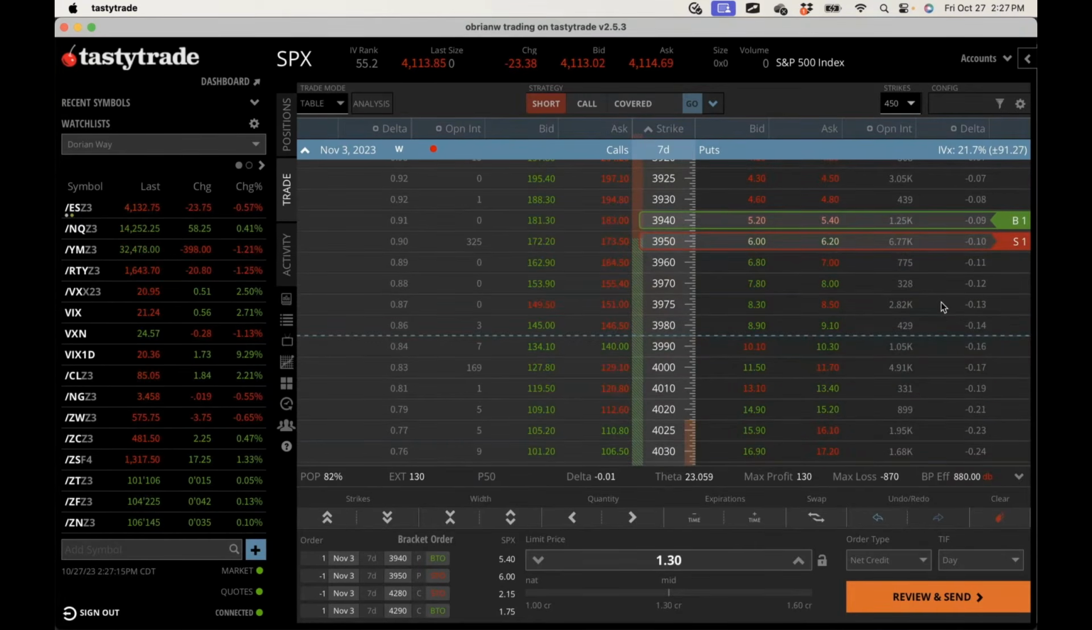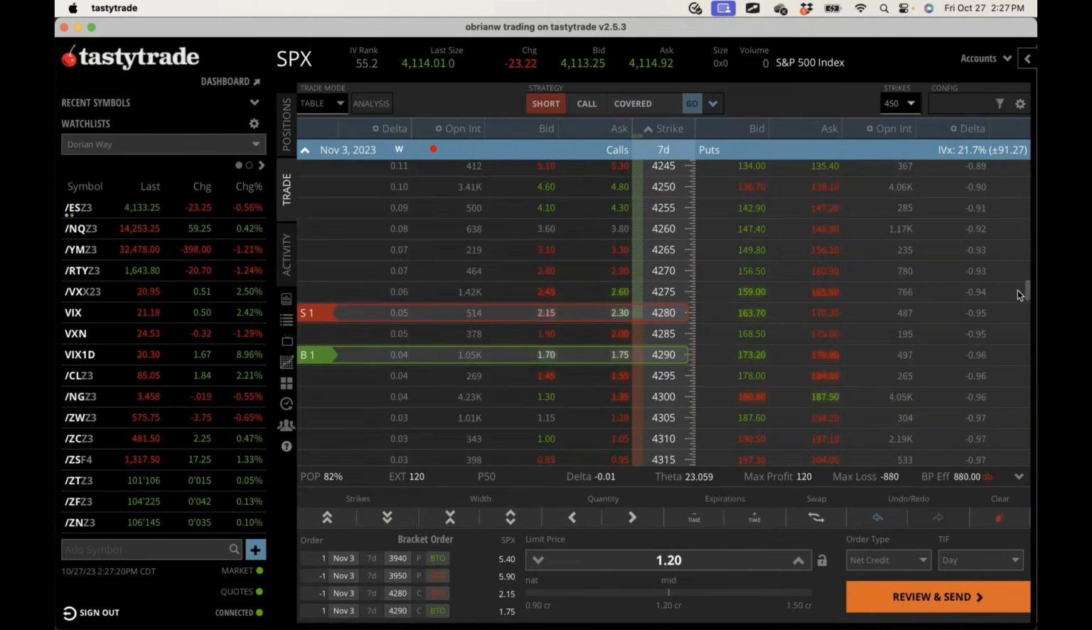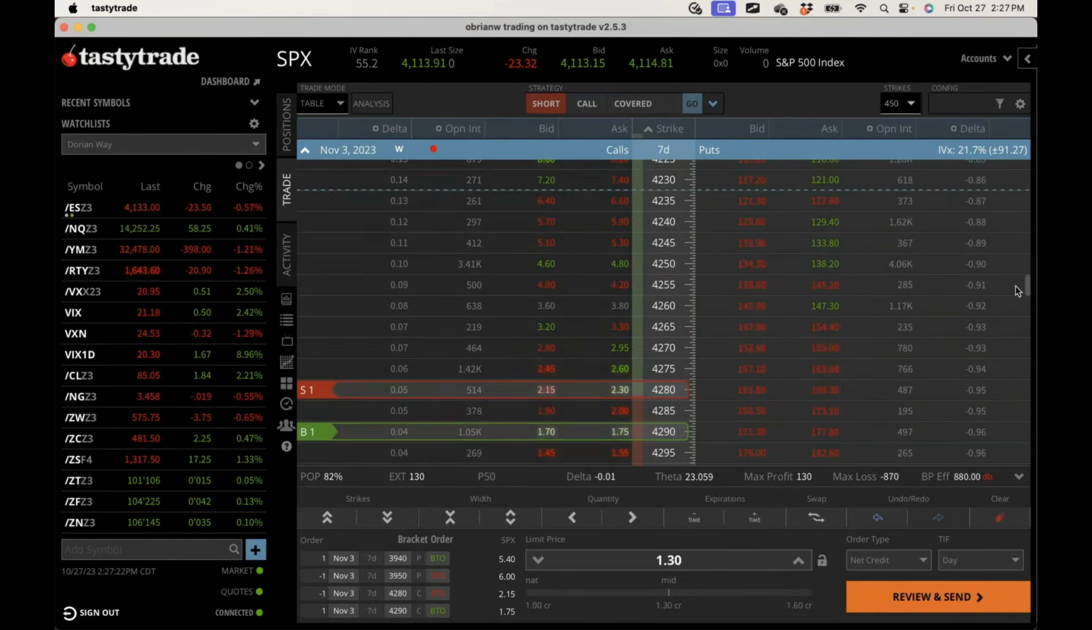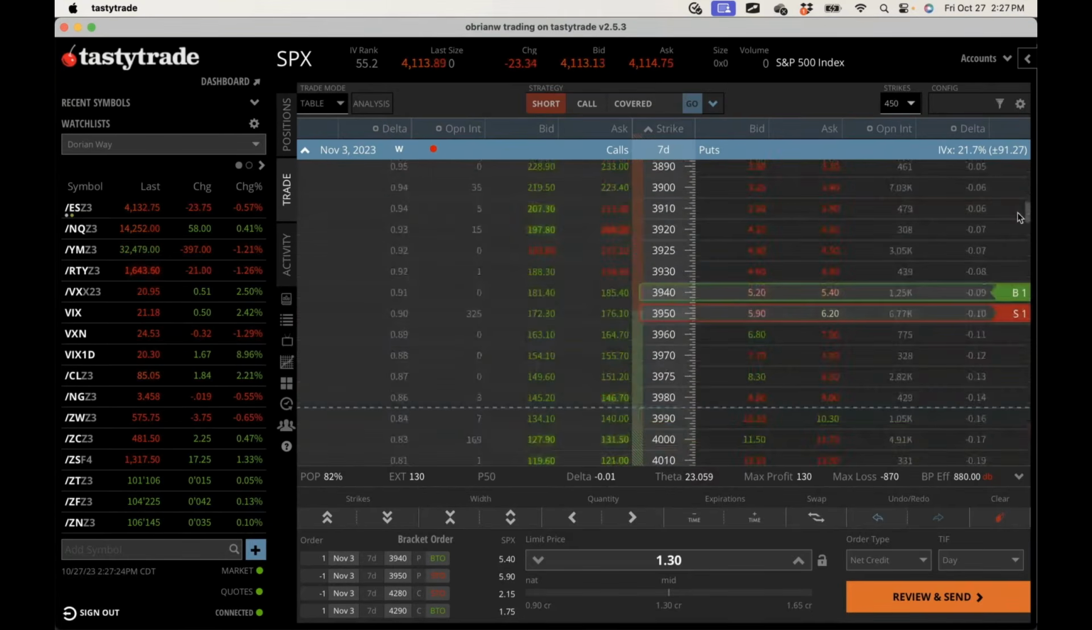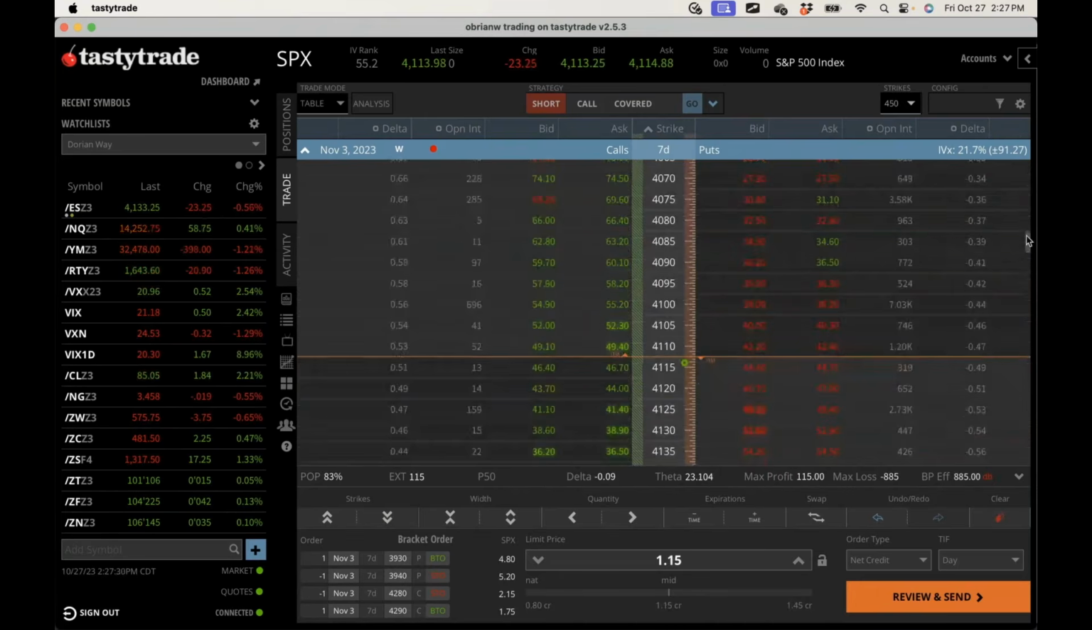I would put the put side at the 10 delta and keep that call side where it's at, because I just feel like we can have a pretty substantial rally up. Or you can say, okay, that's the 10 delta. Maybe you keep this at a 9 delta and bring your call side up just a little bit more because we had a 5 delta, right?